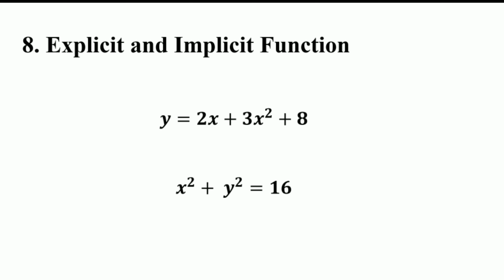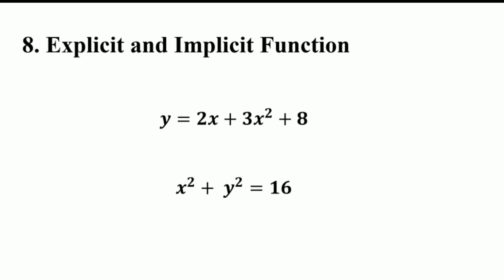Now we have another type of function, which is explicit and implicit function. A function is said to be explicit when the relationship between two variables, say the dependent variable y, is expressed directly in terms of the independent variable, that is x. Then the relationship between x and y is called an explicit function. See the example, y equals 2x plus 3x square plus 8. Here it is explicitly defined what our dependent variable is and what our independent variable is. So y is the dependent variable and x is the independent variable. Then we can say that such a function is an explicit function.